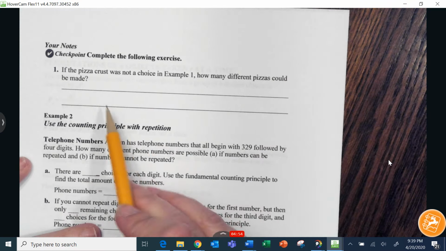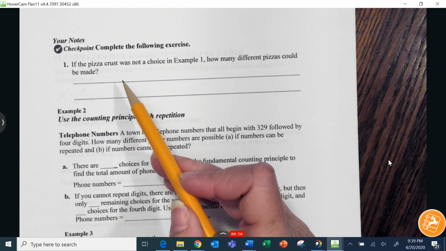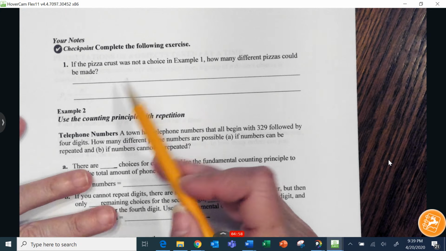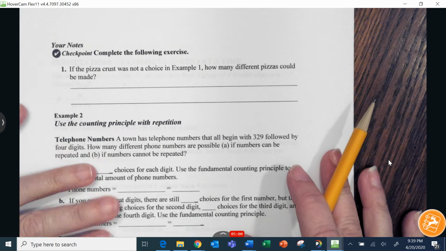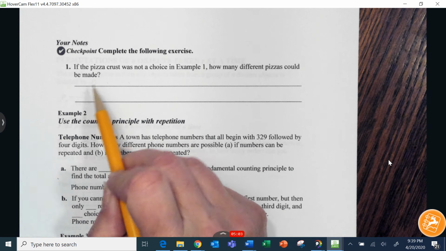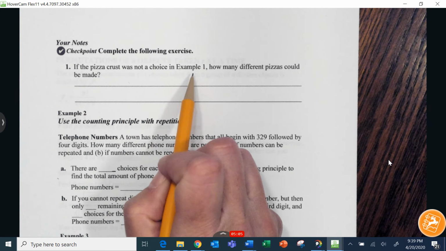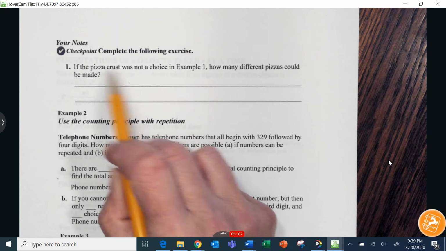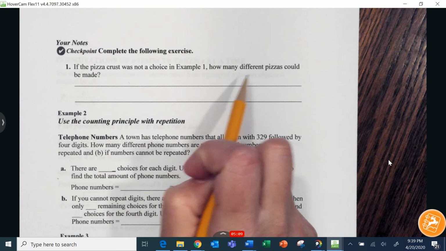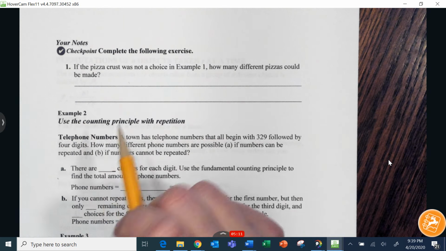So here is a question where I would like you to pause the video and see if you can answer it on your own, and then start the video back up and check your answer with mine. If the pizza crust was not a choice in example 1, so get rid of the pizza crust choice, how many different pizzas could be made? Pause the video.